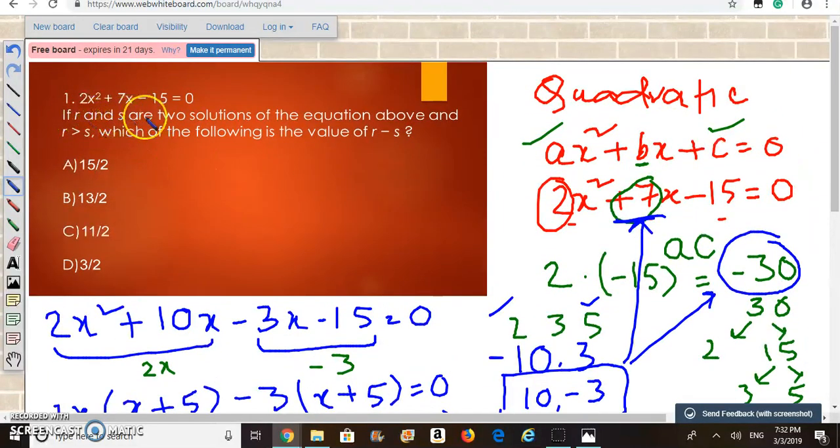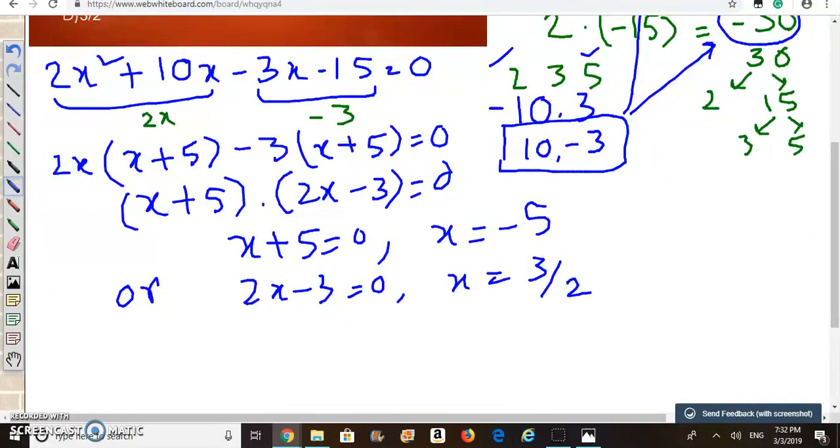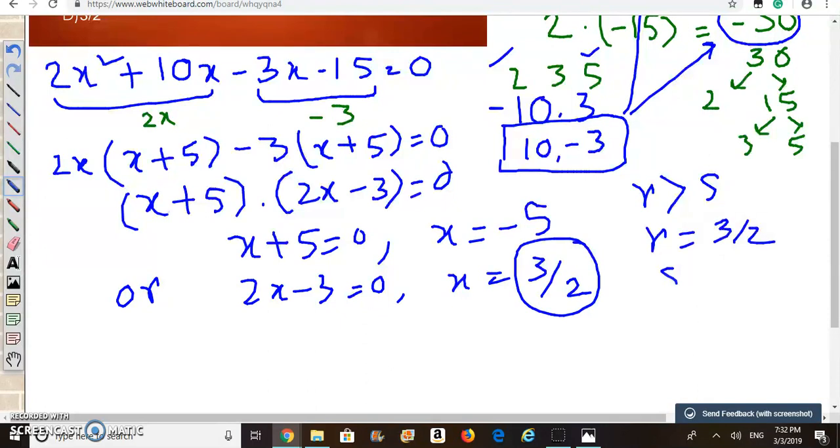Now the question says if r and s are the two solutions of the equation above and r is greater than s, which of the following is the value of r minus s? So we will have to decide which one is r and which one is s, and this is pretty simple since we know that r is greater than s, and here we can see that 3 by 2 is greater. So r equals 3 by 2 and s equals negative 5.